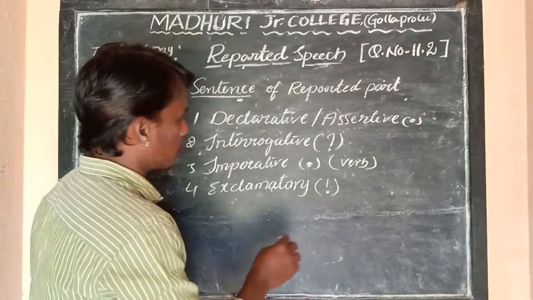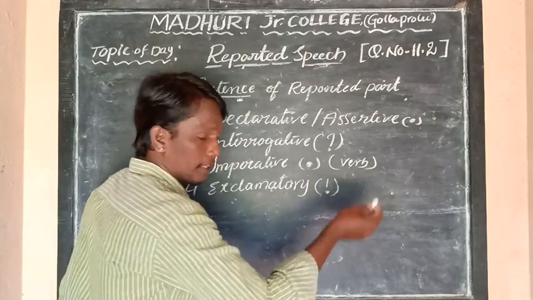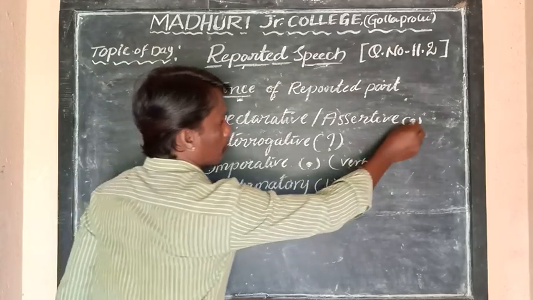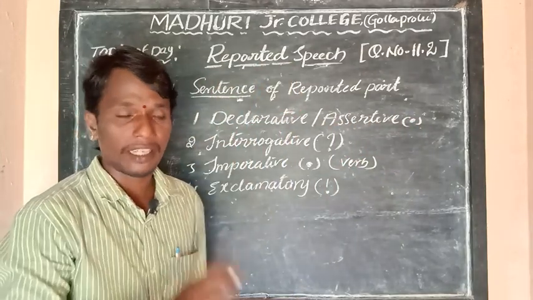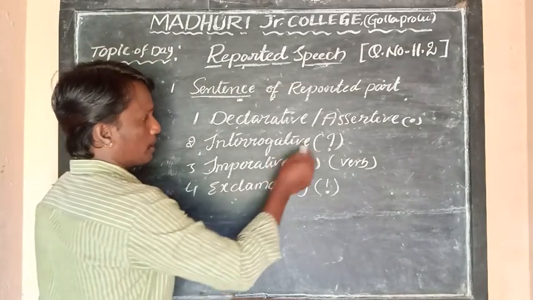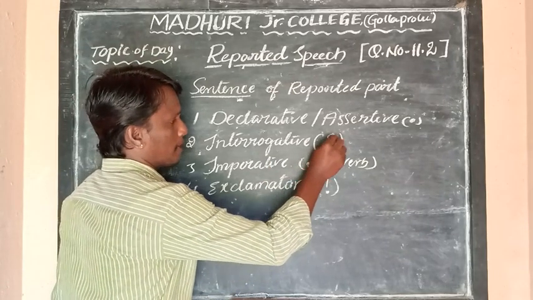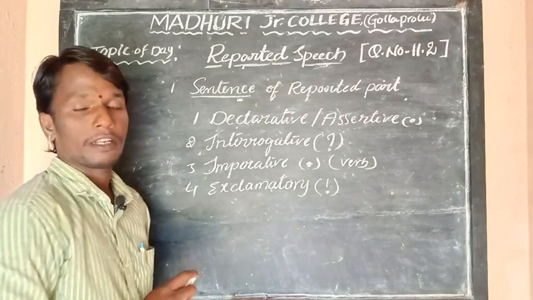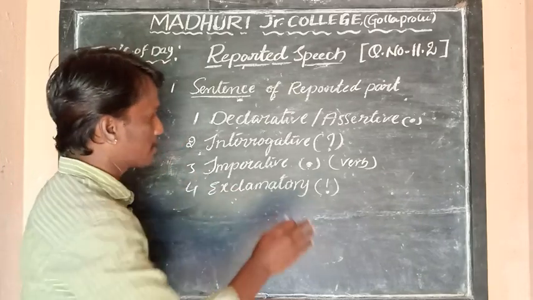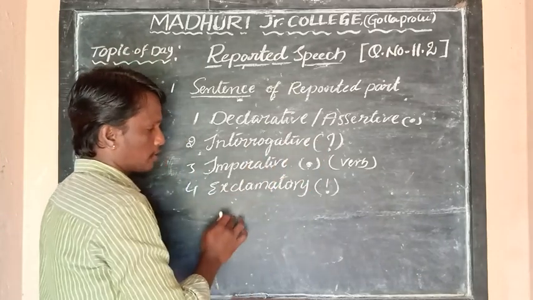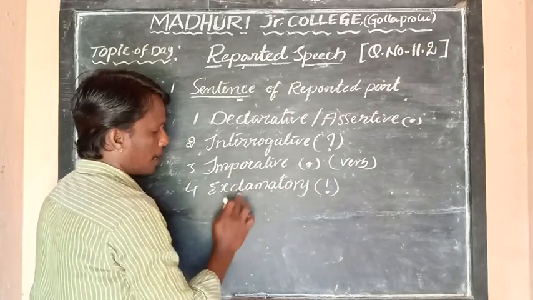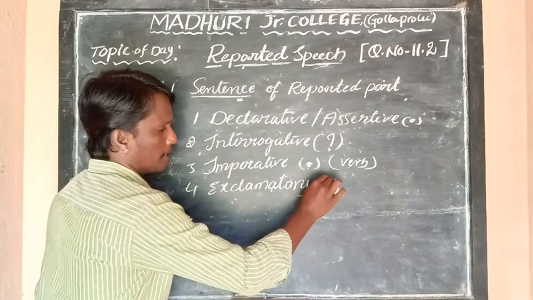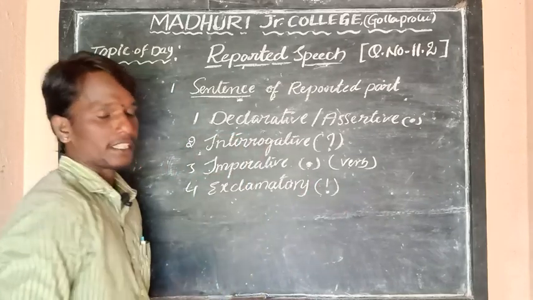There you need to find out if the reported part ends with a full stop and starts with the subject, then you can say that the given reported part is a declarative sentence. Or if the sentence ends with a question mark, starting with WH words or be forms, do forms, am forms, that is nothing but an interrogative sentence. An imperative sentence starts with the verb and ends with a full stop. And finally, an exclamatory sentence ends with the exclamatory mark.